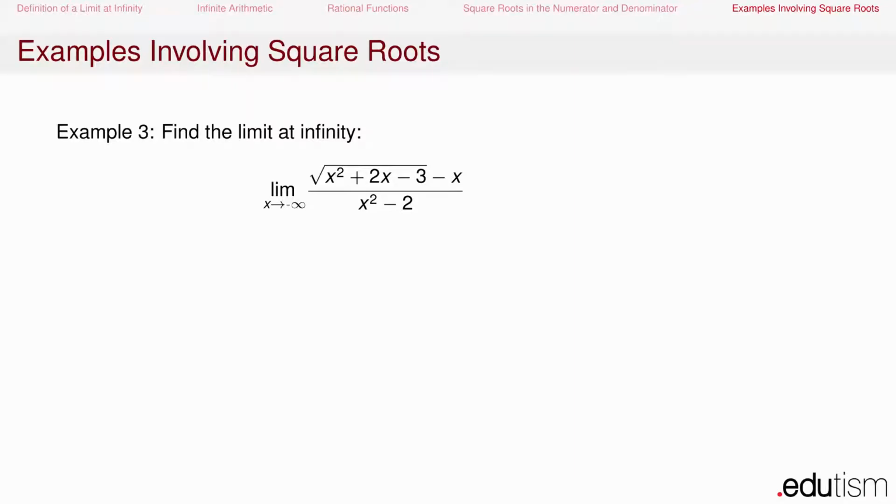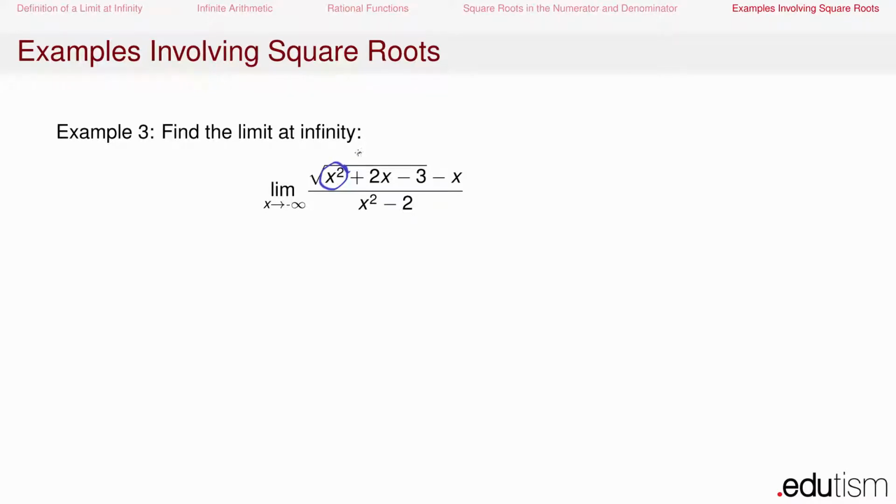I'm going to show you an example of this in example 3 here. So here we're trying to find a limit at infinity. X is going to negative infinity, and we're taking the square root of x squared plus 2x minus 3 minus x over x squared minus 2. So again, the first step is to look for the largest common power.